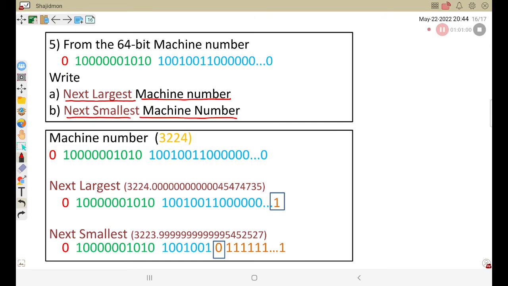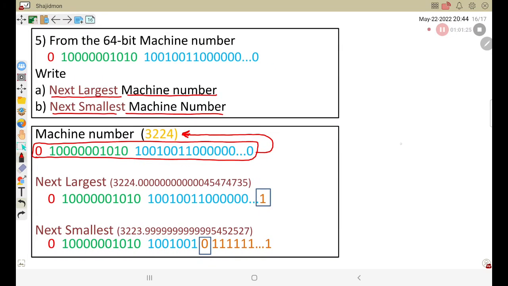What it means actually: this is the 64-bit machine number, 0, then 11 bits, then 52 bits. When we convert this number into a decimal number, we get 3224. I am just telling the answer only. This is the decimal number.